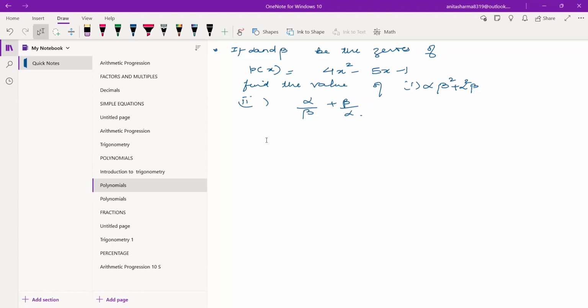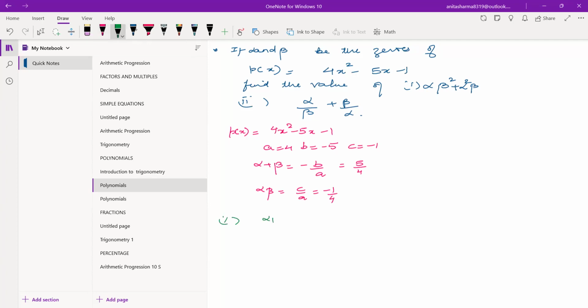So see here, our polynomial is 4x square minus 5x minus 1. Then the value of A is 4, B is -5, and C is -1, right? Then the sum of the zeros will be minus B by A, so 5/4. And the product of the zeros will be C by A, so -1/4, right?